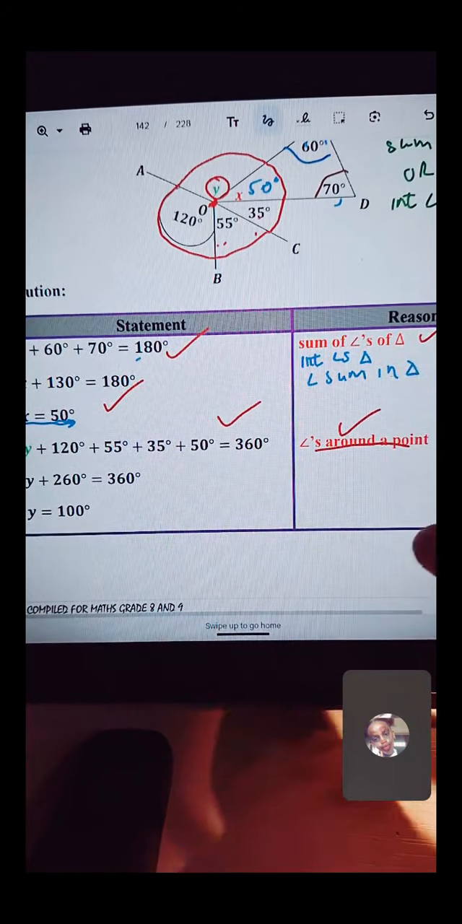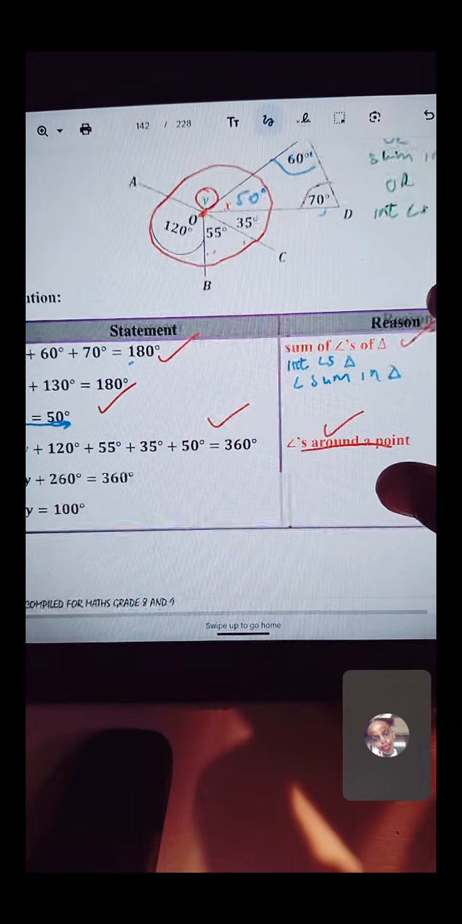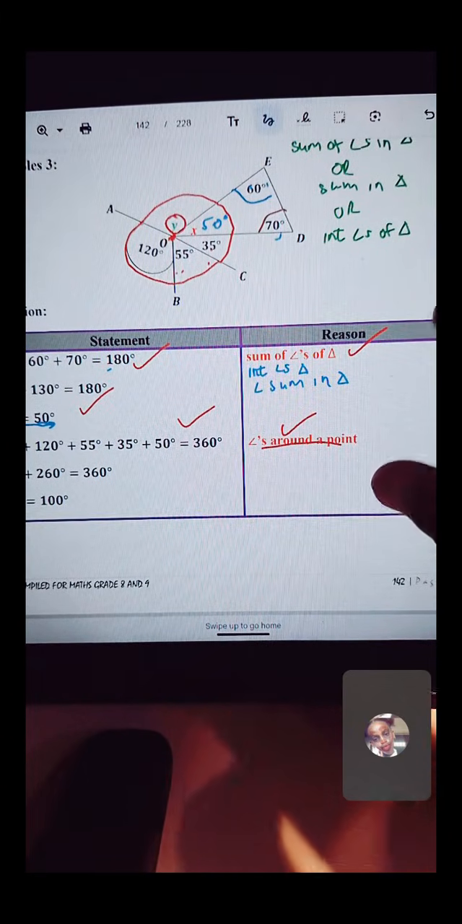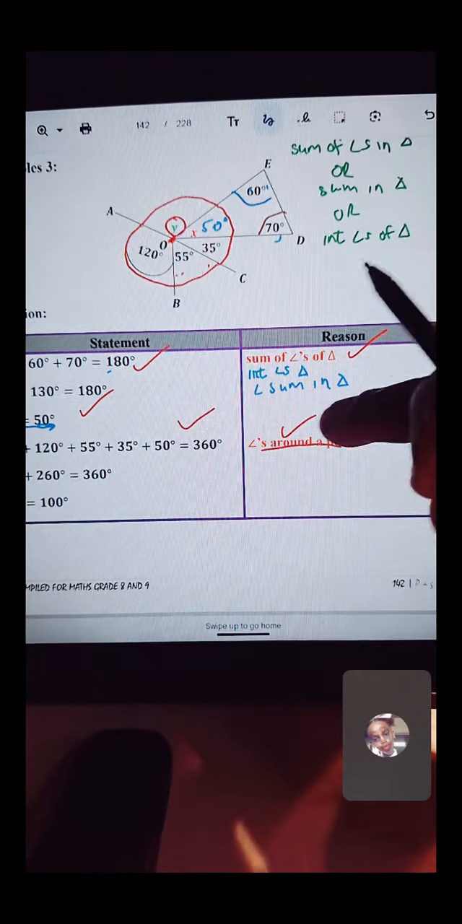What grade are you in, Teshi? I have a question for you. What grade are you in? Grade 9. And so you're doing maths. Oh, nice. Are you going to do pure maths next year, Teshi?